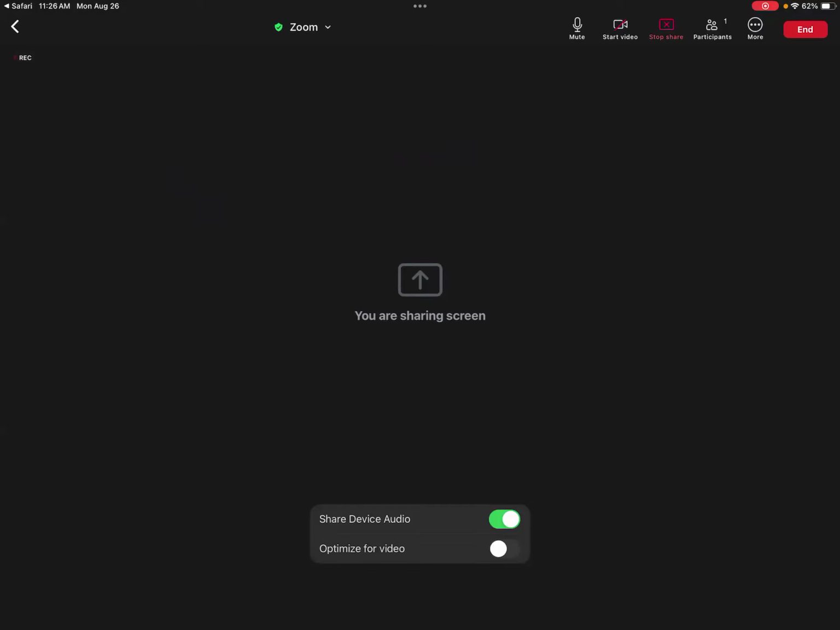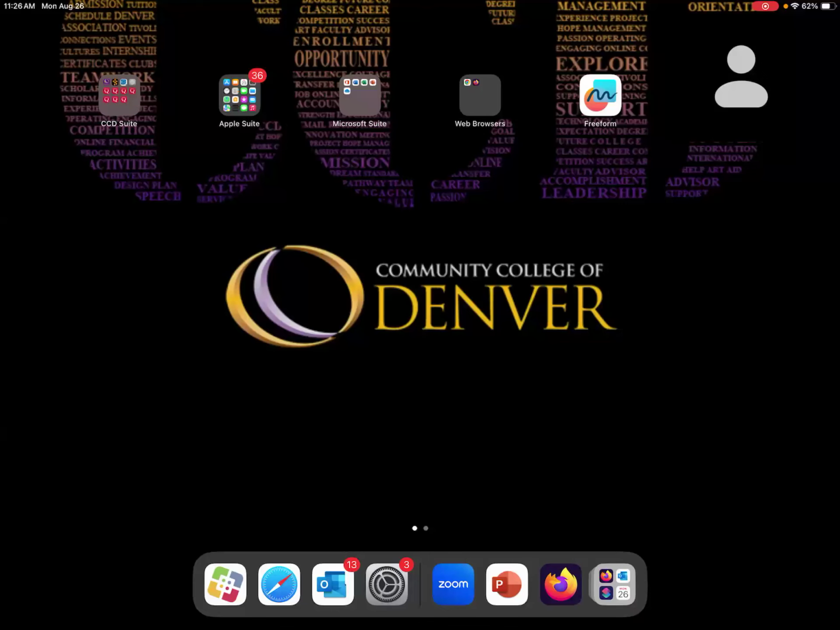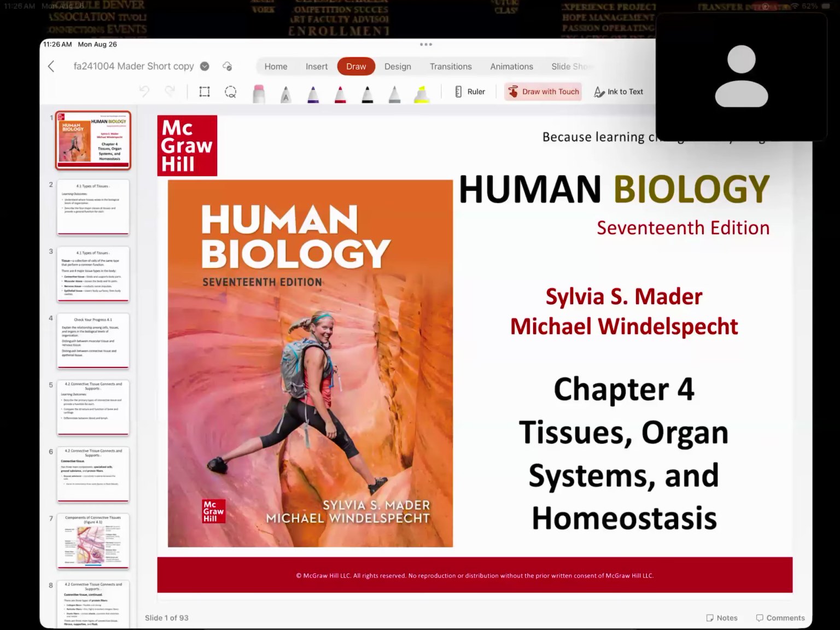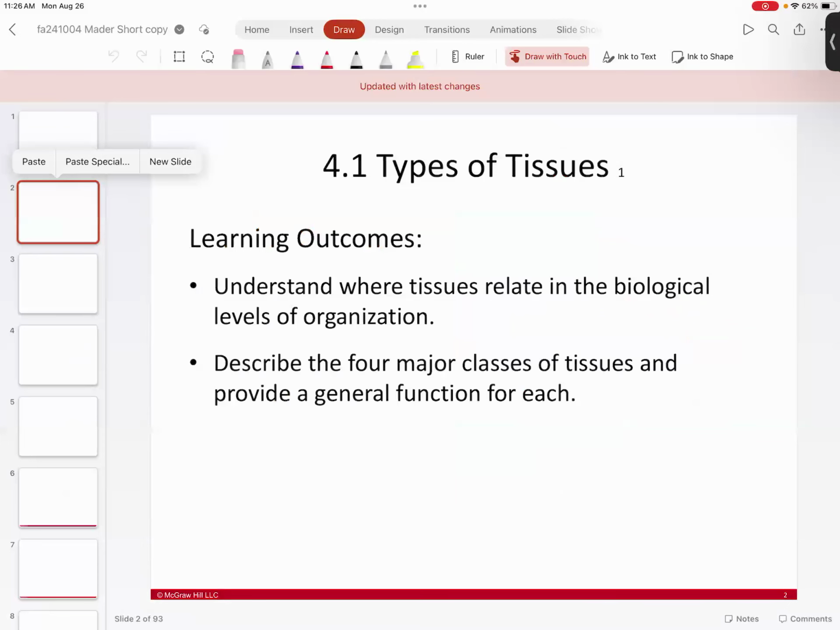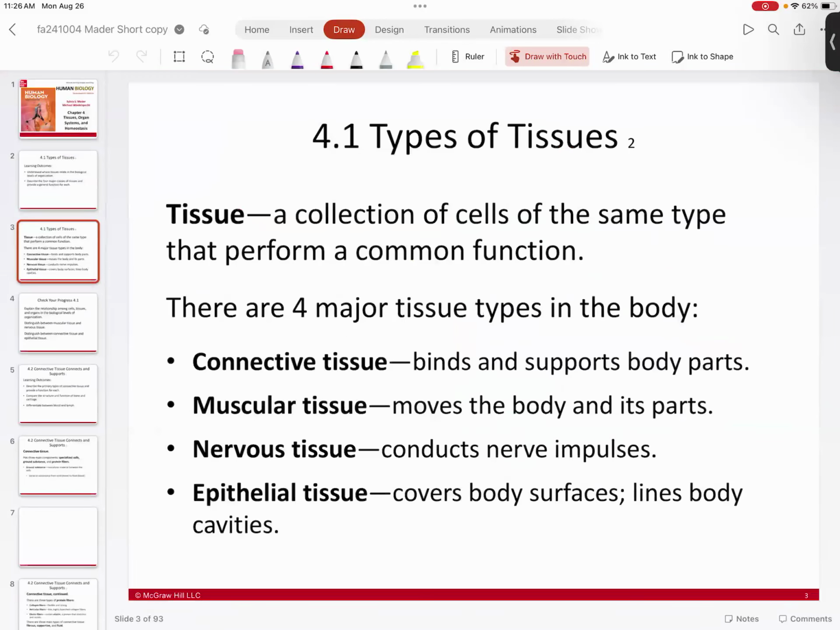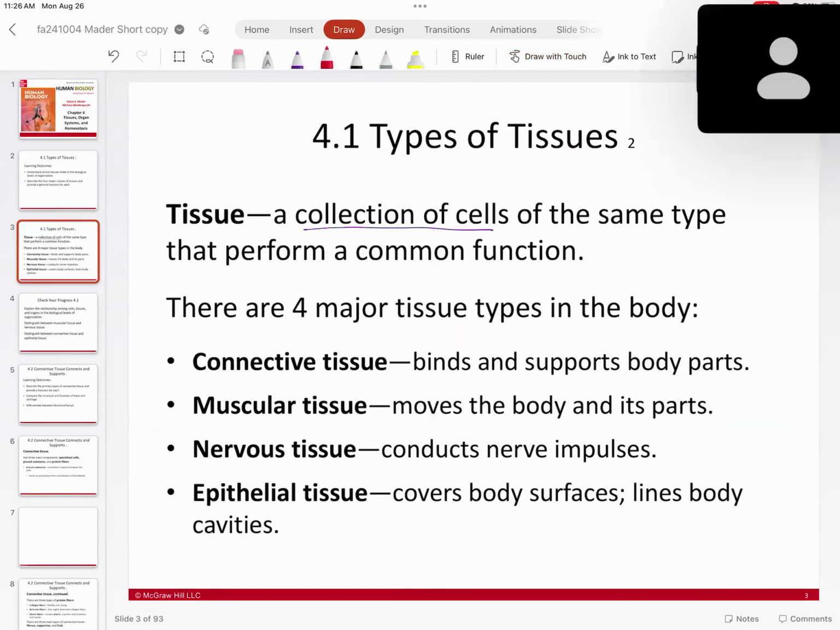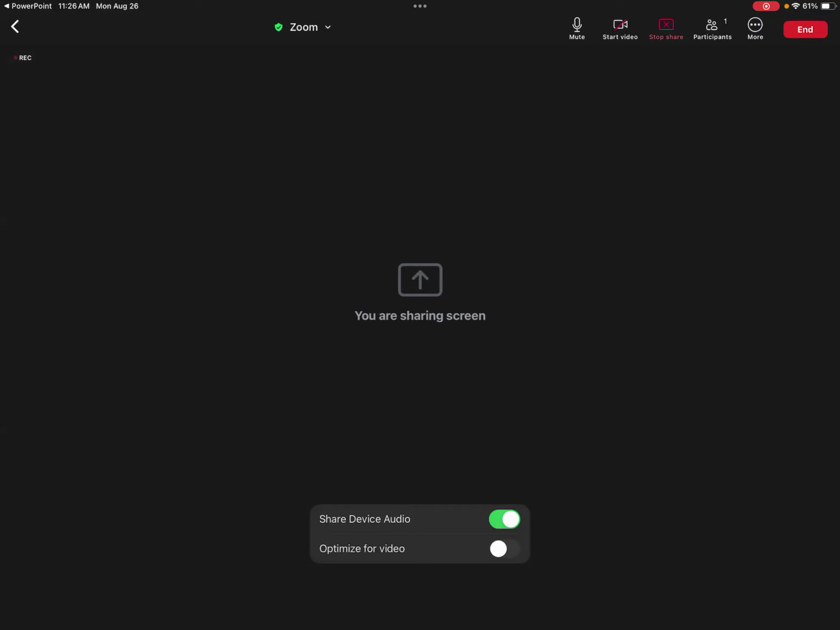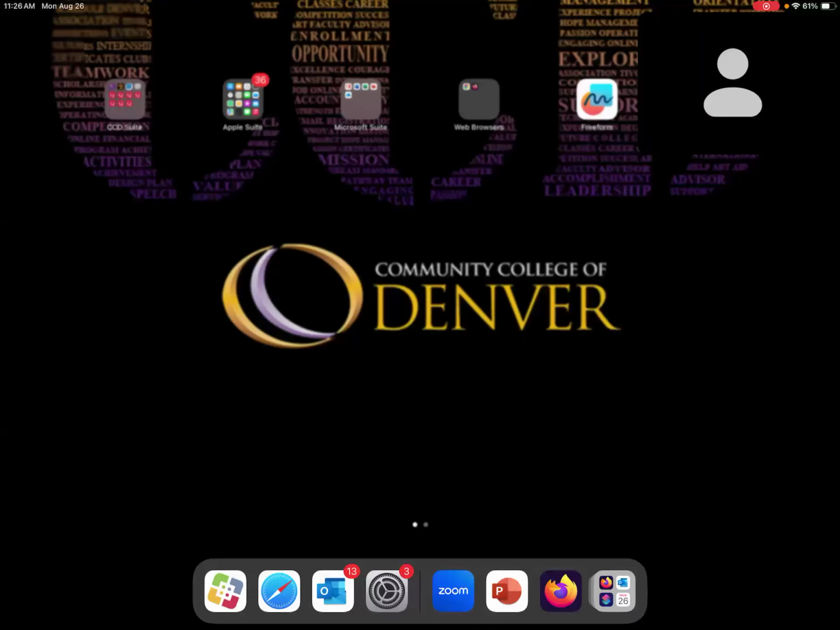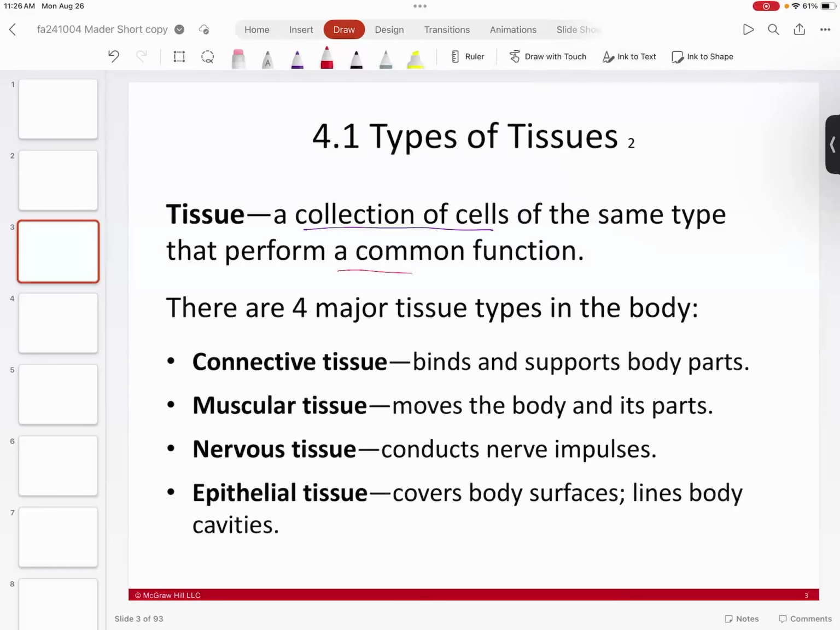Okay, so this is going to be chapter 4. We're going to be taking a look at tissues. First of all, a tissue is essentially a collection of cells. Those cells are fastened together and have a common uniform function. That's the critical thing about the tissues themselves. They're going to have a common function to perform.